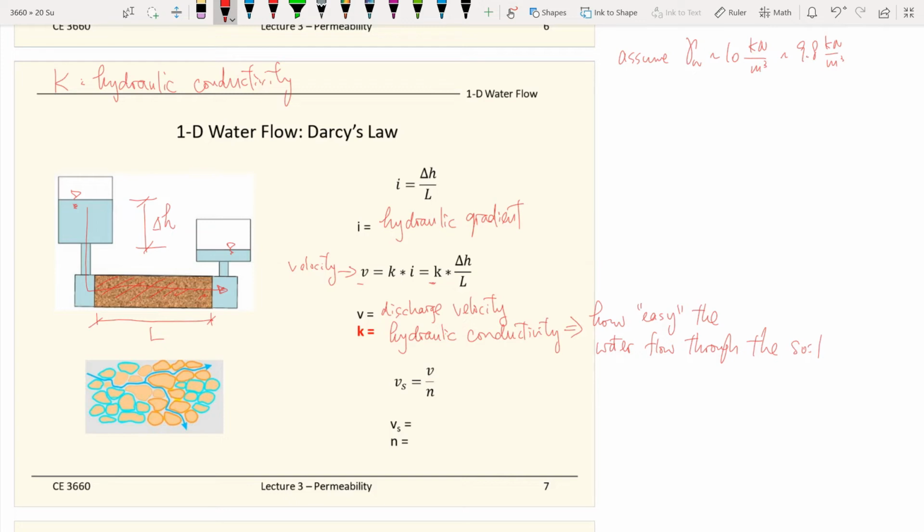Furthermore, we talk about the velocity: the seepage velocity is the discharge velocity divided by the porosity. Again, n is the porosity. We learned about this in the phase relations. The porosity is equal to the volume of voids divided by the total volume.